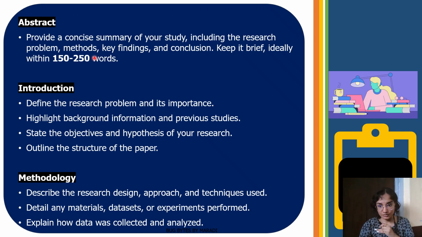Again, the journal will tell you in the guidelines whether it should be 150 words or 250 words or whatever. Some journals say 300 words, but that's very rare. 250 words is the max. So what are all the things that should be added in the abstract? The abstract is what you write in the end.